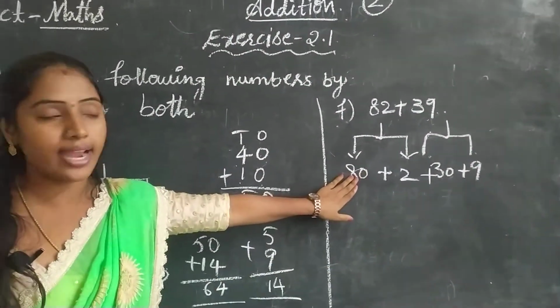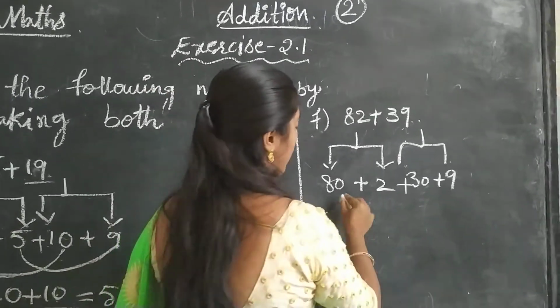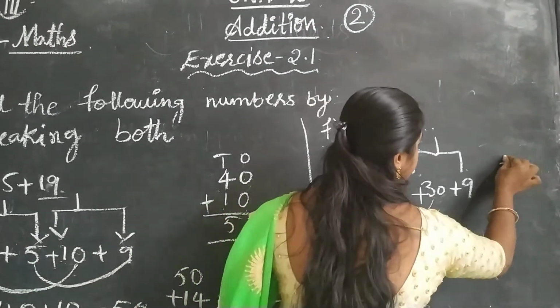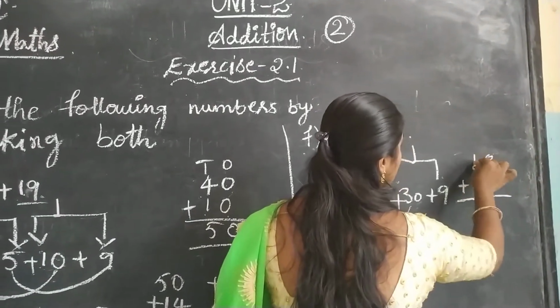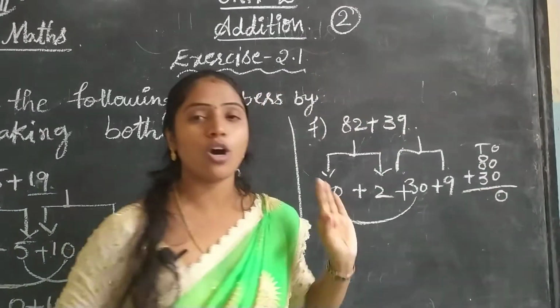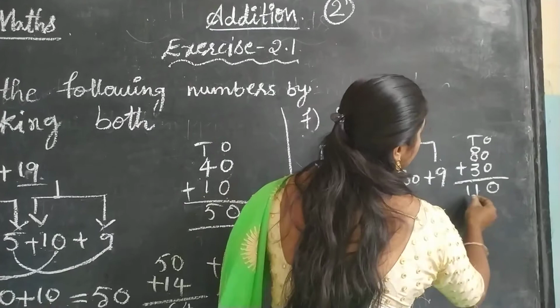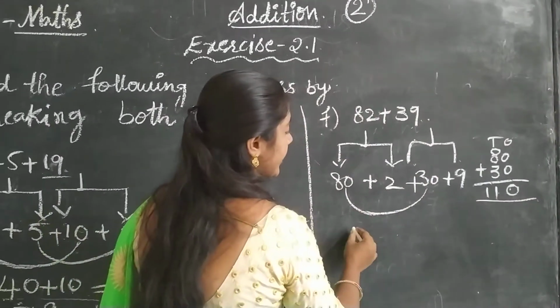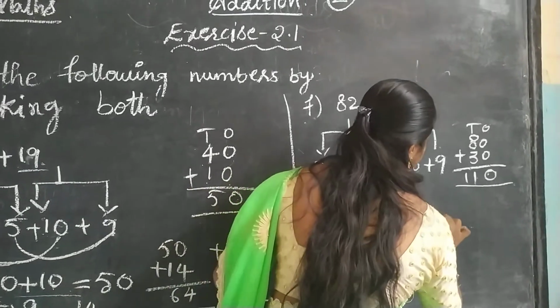First you have to add these two numbers. In tens place, what are the tens place that you have to add? 80 plus 30. So first you have to add ones place after tens place. 0 plus 0, 0. 8 plus 3 after 8, 9, 10, 11. So what are the answer? What is this answer? 110. 80 plus 30 is equal to 110.